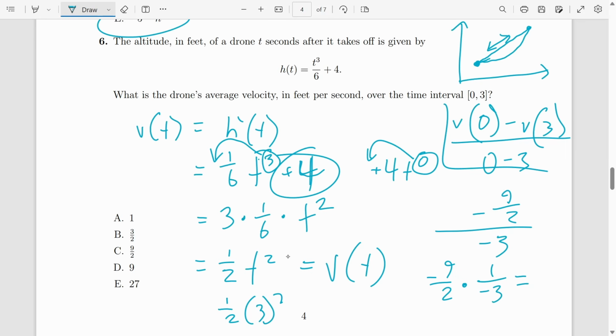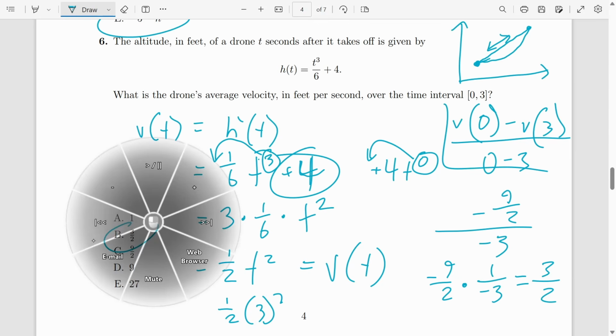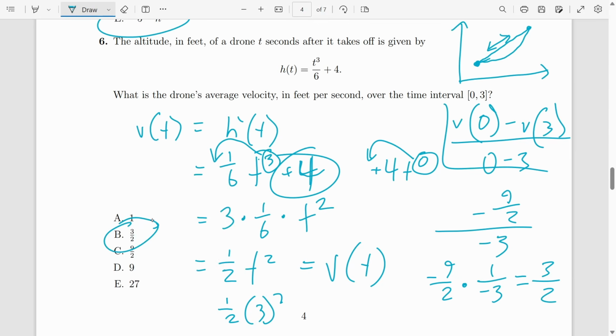This equals 3 halves. There we go. B. So the average velocity of the drone between 0 seconds after takeoff and 3 seconds after takeoff is 3/2 feet per second. I believe that's what it's saying.